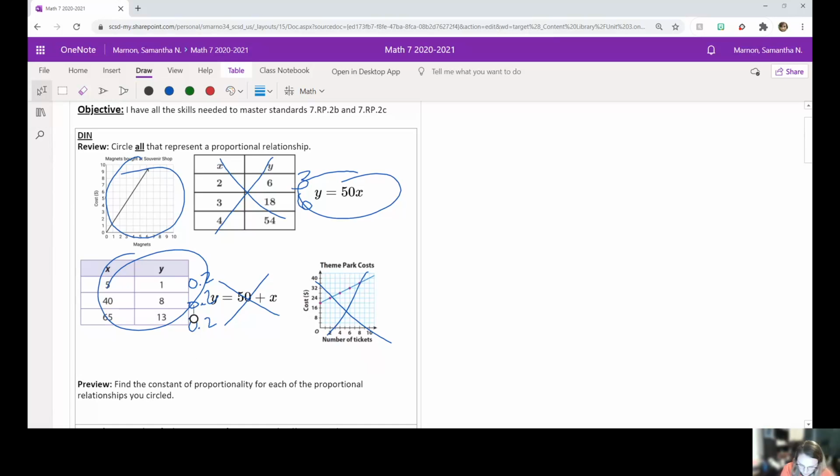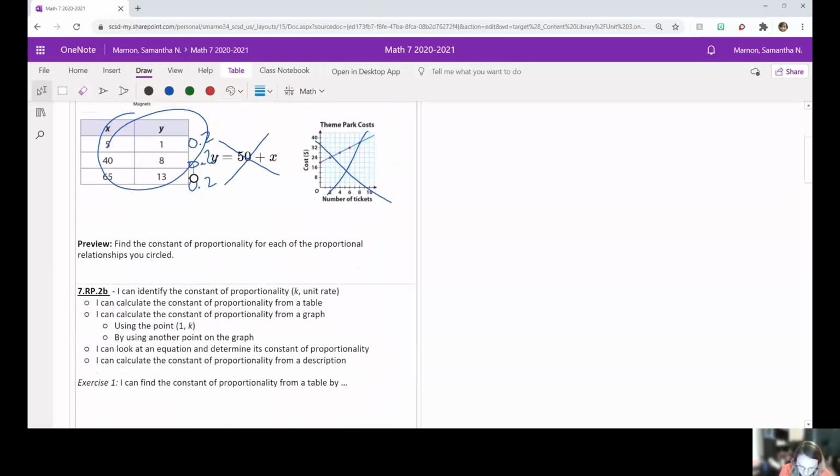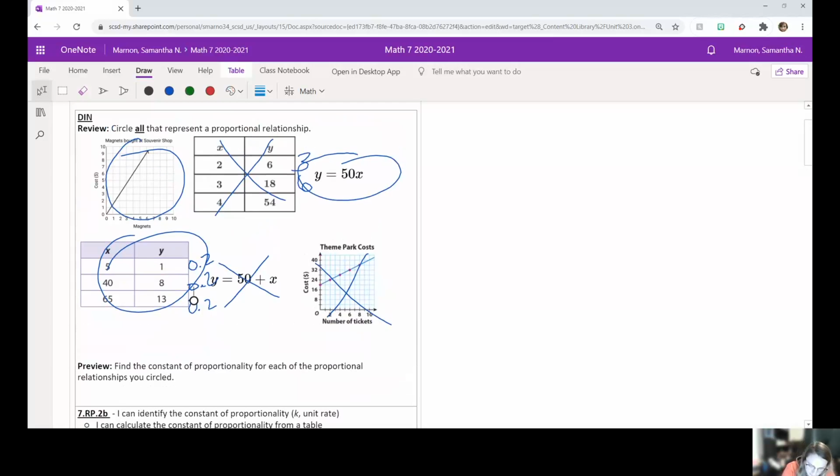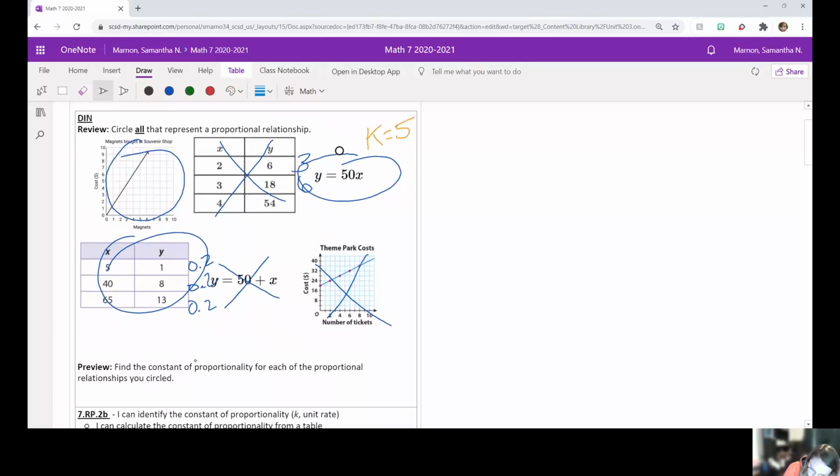So for our preview question, we have find the constant in proportionality for each of the proportional relationships you circled. So I'm going to do that in a different color. I'll come through and write that in orange next to each of these. So easiest one might be this equation. Whatever that k number is, that is what it is. So for this one, k is 50. For our table, we already figured it out. We did all the y's by x's. That's how we get our k. So we got 0.2 or 1/5.